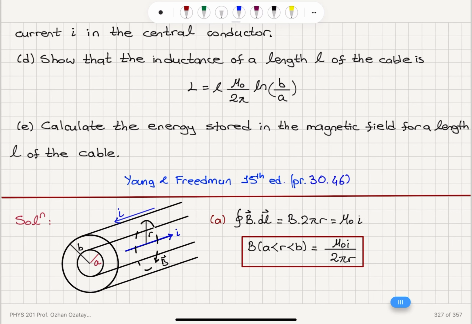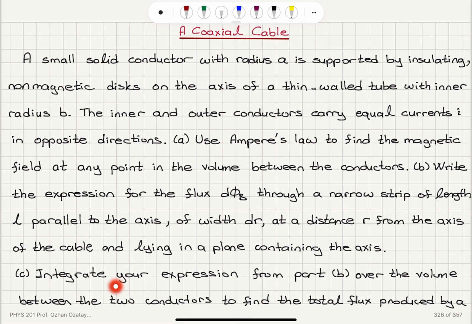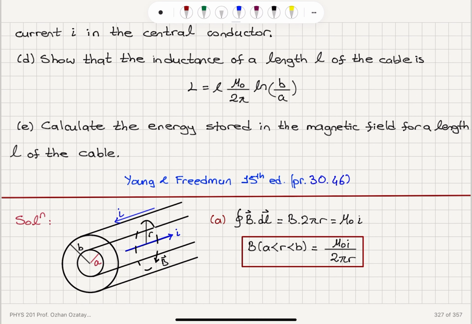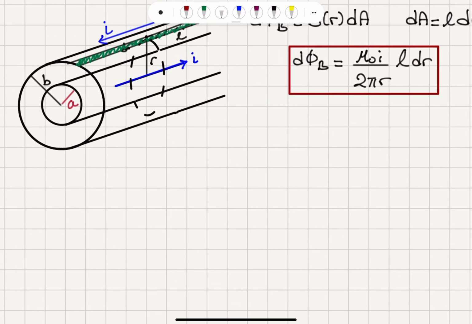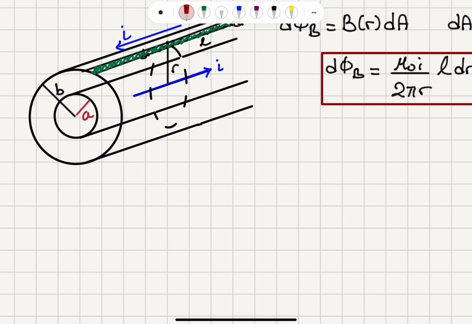Okay, let's move on to part C. Integrate your expression from part B over the volume between the two conductors to find the total flux produced by a current I in the central conductor. Okay, what is the total flux? The total flux phi sub B is the integral from r equal to a to r equal to b. So we're considering all such strips in the volume between the two conductors, d phi B.